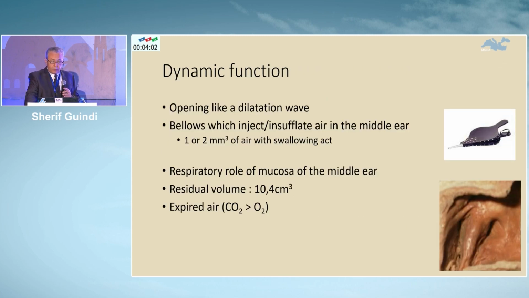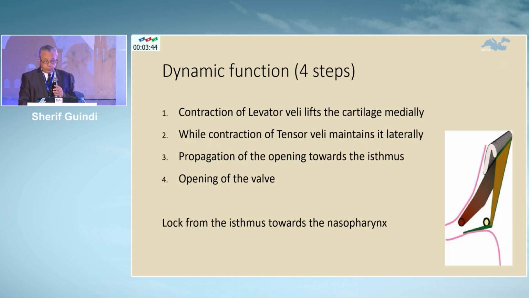So the Eustachian tube function, as we said, has a dynamic function. It opens like a dilatation wave, and it works like a bellows, like in the picture, to insufflate around 1 to 2 cubic millimeters of air with every swallowing act. As we of course know, regarding the effect of the muscles on the Eustachian tube, contraction of the levator veli will lift the cartilage medially, contraction of the tensor veli will lift it or maintain it laterally, then there is propagation of the opening towards the isthmus, and there is opening of the valve.